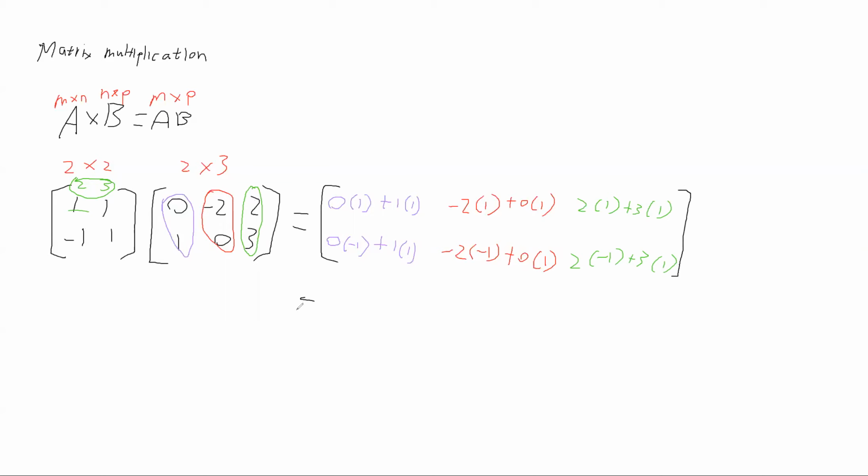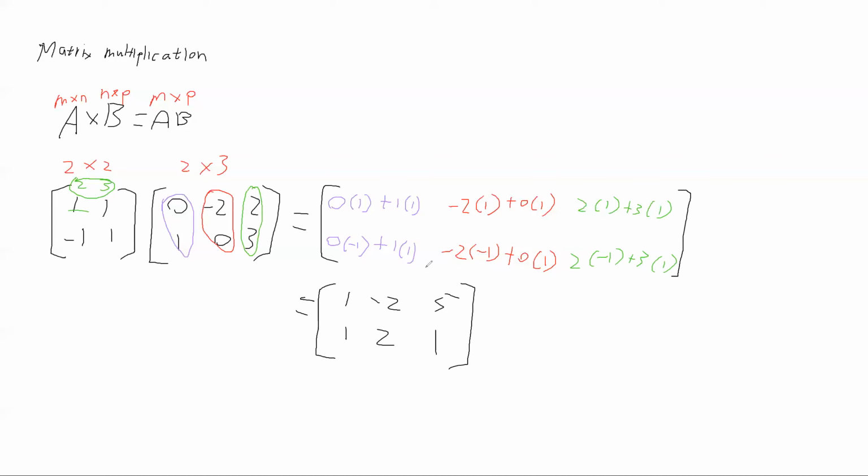Then you just need to calculate the corresponding entries. So that's 0 plus 1, 0 plus 1, negative 2 plus 0, 2 plus 0, 2 plus 3, negative 2 plus 3, which is a 1, a 1 right here.